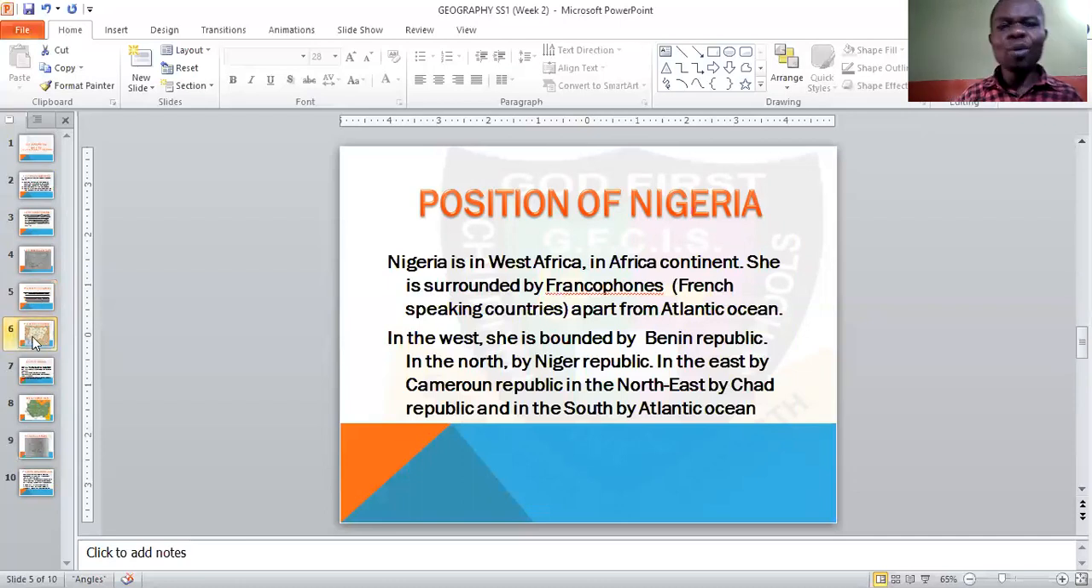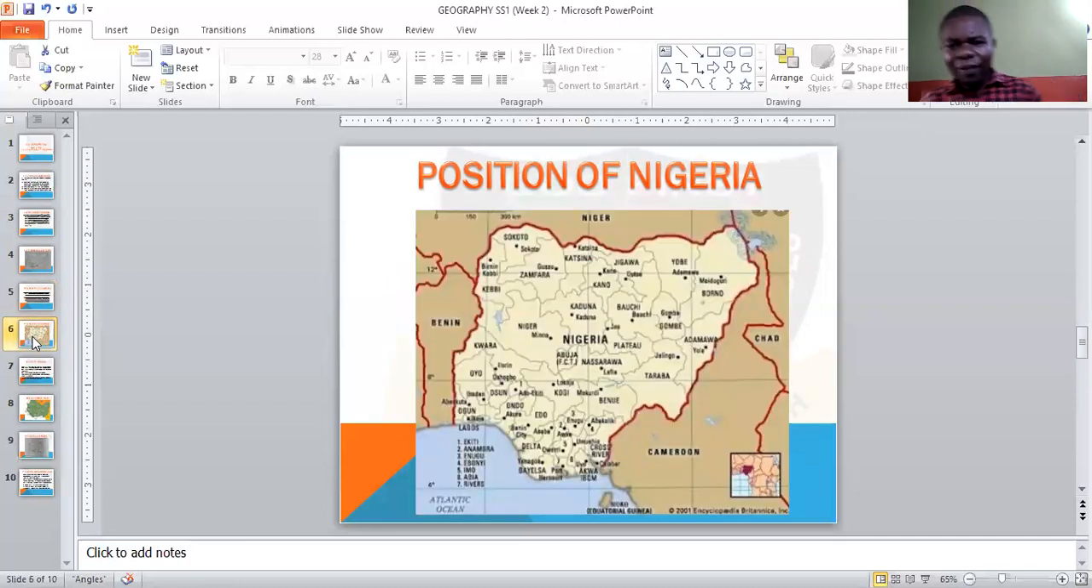We need to have this together. This is Nigeria in the north. I've told you, Nigeria is bounded with Niger Republic, and this is a boundary here. This is the next country after Nigeria. This is a map of Nigeria. This is Niger Republic. Then in the south here, you have the Atlantic Ocean. This one that looks blue is the Atlantic Ocean.